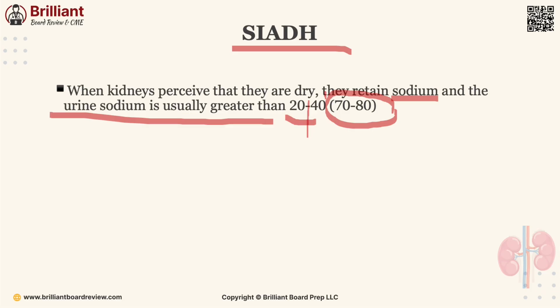You need to check the urine sodium and urine osmol. Lowest urine osmol is 50 to 100. If urine osmol is greater than 100, you're going to have SIADH. Treatment: fluid restriction. Review your medications.